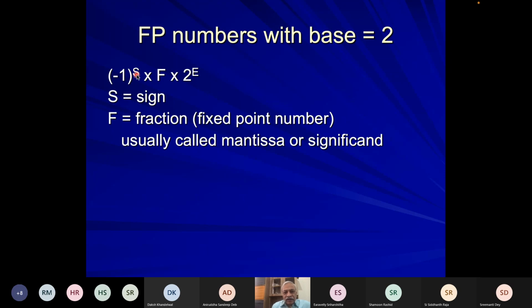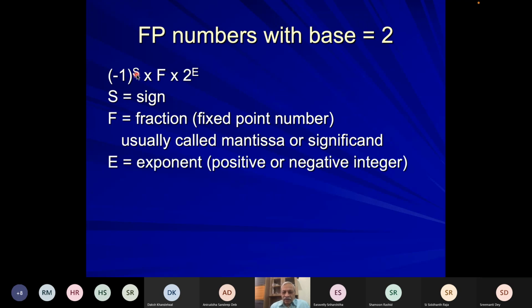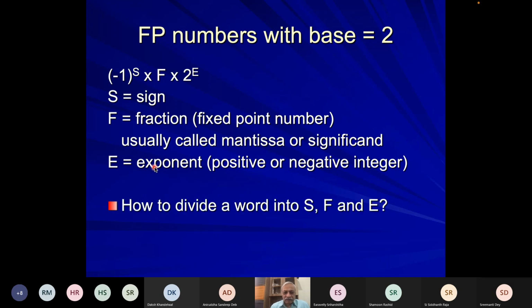The fraction part, or the f, is usually called mantissa or significand, and e is the exponent, which could be positive or negative. The sign which we are putting here is the sign of the entire number, whether the whole number is negative or non-negative. But the exponent itself could be positive or negative. Suppose we want to represent a floating point number in a certain number of bits, let's say 32 bits. How many bits do we need for S, how many for F, how many for E? How do we divide a word into these 3 parts, and how does each part get represented?